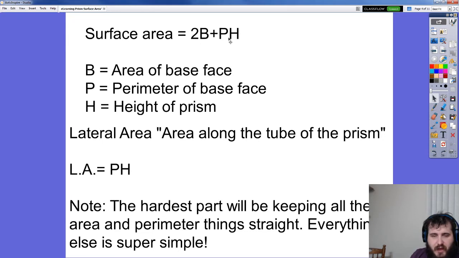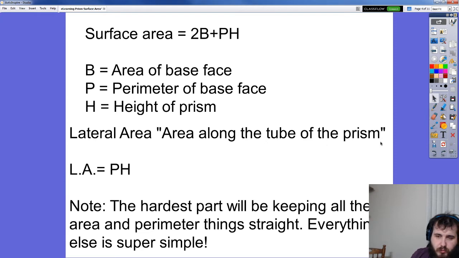These three letters are capitalized because they represent something very specific, and I want it to be very clear. Capital B represents the area of a base face. It's not the base of a shape. We're in 3 dimensions now, so for our prism, we find the area of the base face, the perimeter of that, and the height of the prism.